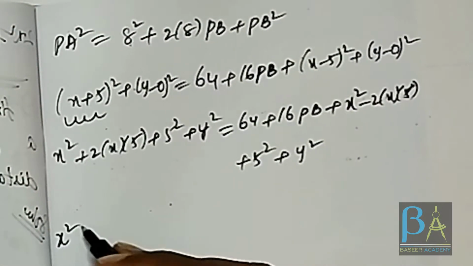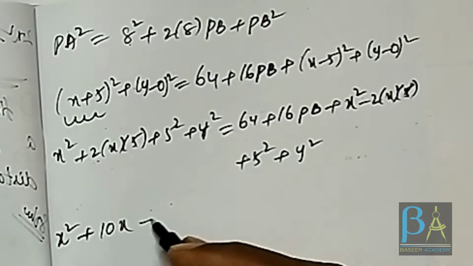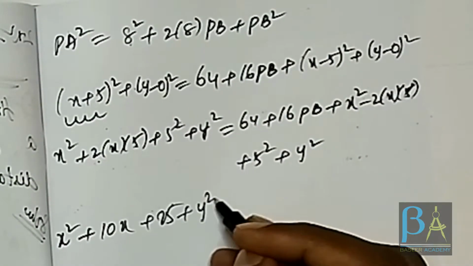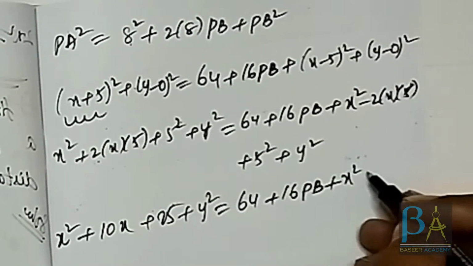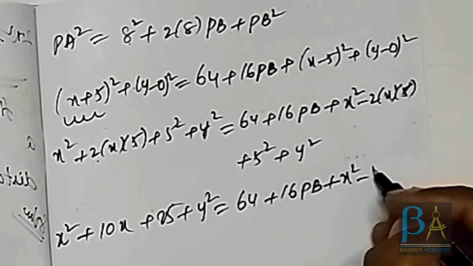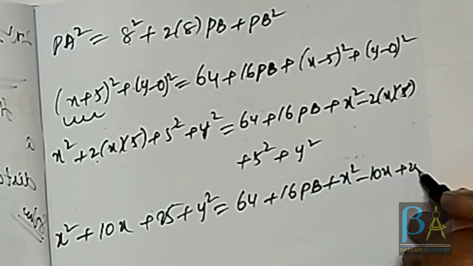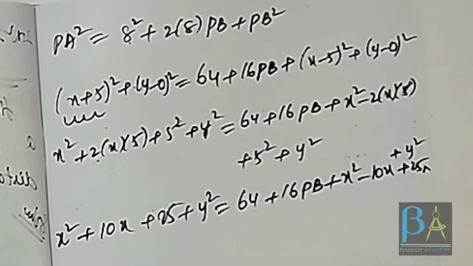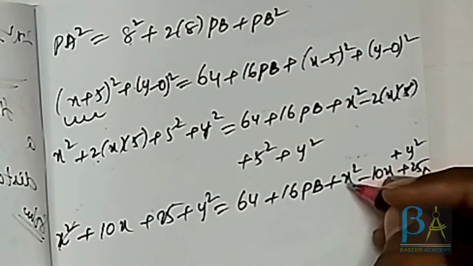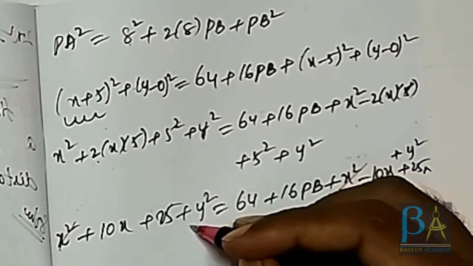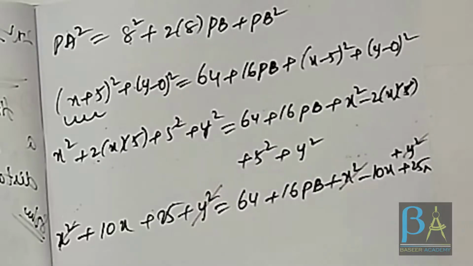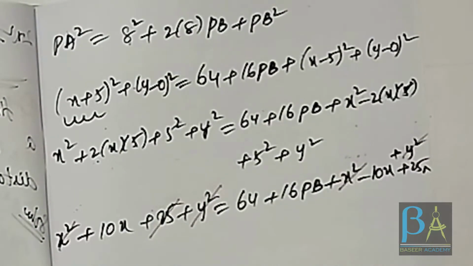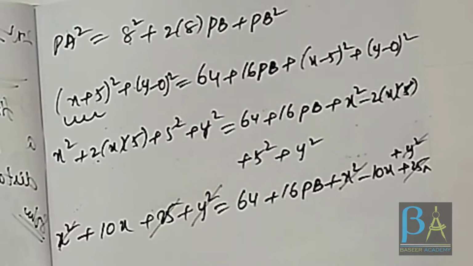So this is what I end up getting. X square plus 2 into 5 is 10, 10x plus 5 square is 25, y square is equal to 64 plus 16 PB plus x square minus 2 into 5 is 10, 10 into x is 10x, 5 square is 25, and then I have plus y square here. Is there something that I can cancel from the left hand side and the right hand side? I can cancel this x square from the left hand side and this x square from the right hand side. I can cancel this y square from both sides, and then I can cancel this 25 from both sides.